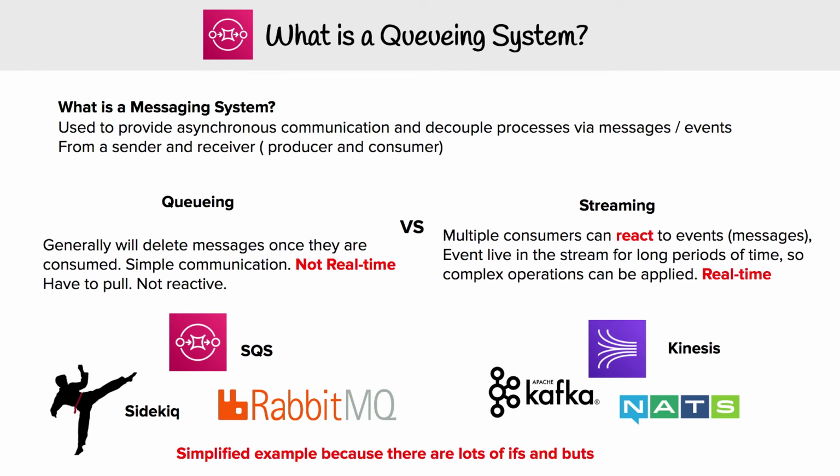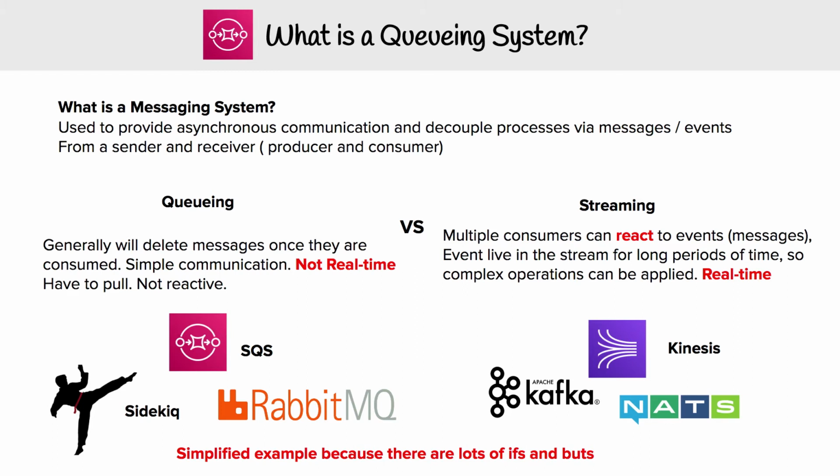So to fully understand SQS, we need to understand what a queuing system is. A queuing system is just a type of messaging system which provides asynchronous communication and decouples processes via messages, which could also be known as events, from a sender and receiver, but in the case of a streaming system, also known as a producer and consumer.